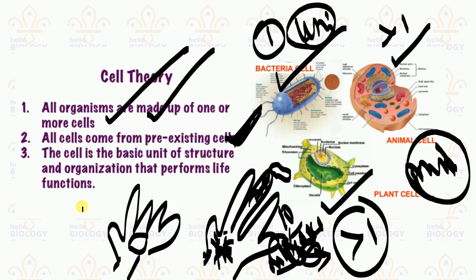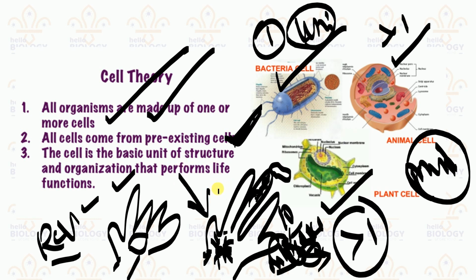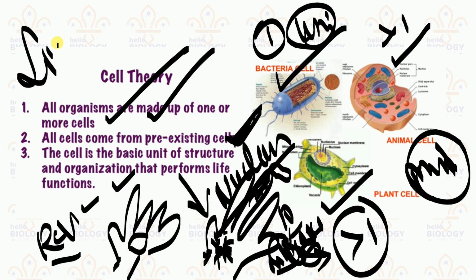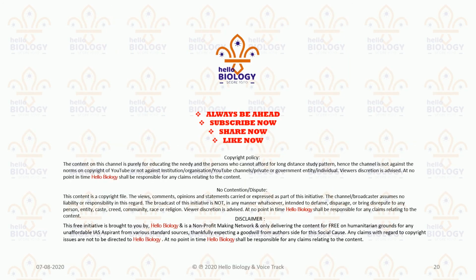Very good. And the third one, given by Rudolf Virchow: the cell is the basic unit of structure and organization that performs life functions. That means the cell is the basic structure for every organism, and every living cell has a nucleus also, as said by these three scientists. You need to remember Schleiden and Schwann and what they have done in the field of biology.